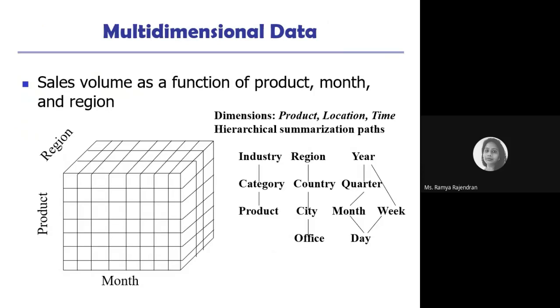So this is how the multidimensional data looks. I'm just going to give you small examples again so that it stays in your mind. I have month information here, product information, and region here. So industry, category, and product, this is the hierarchy here. For region it is country, city, and office. For year it is quarter, month, week, and day.